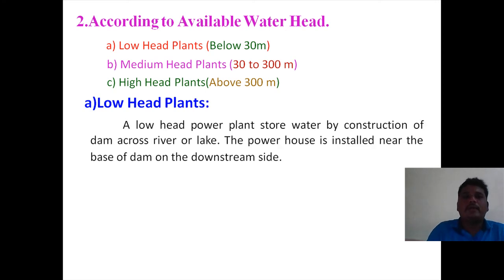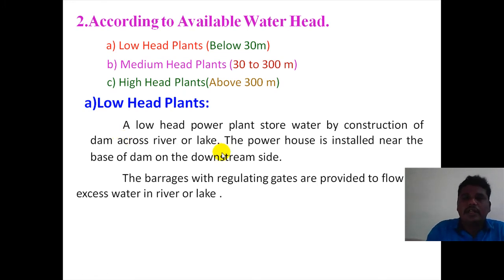Next, what is a low head plant? A low head power plant stores water by construction of a dam across the river, otherwise a lake. The powerhouse is installed near the base of the dam on the downstream side. The dam is constructed using concrete. Next, barrages with regulating gates are provided to release the excess water in the river. The barrages are constructed over the low head plants, and gates are provided for the excess water in a river or lake.